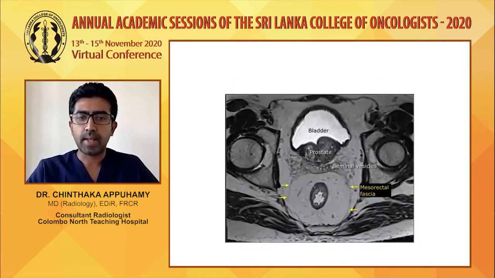This is an axial T2 weighted MRI sequence through the mid-rectum, where you can see the surrounding mesorectal fat lined by a mesorectal fascia, which is marked by the yellow arrows. It is usually thin, regular and hypointense. In males, the seminal vesicles and prostate are the anterior relations, whereas in females, the cervix and the uterus are the anterior structures.